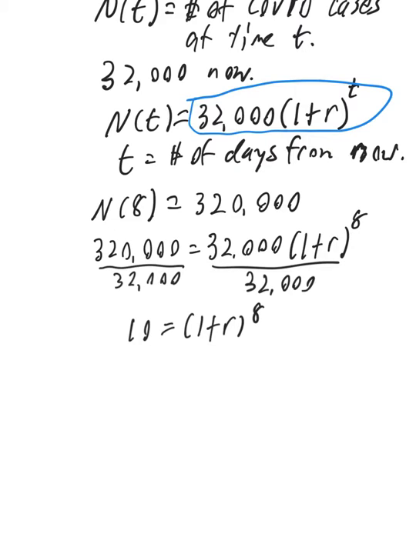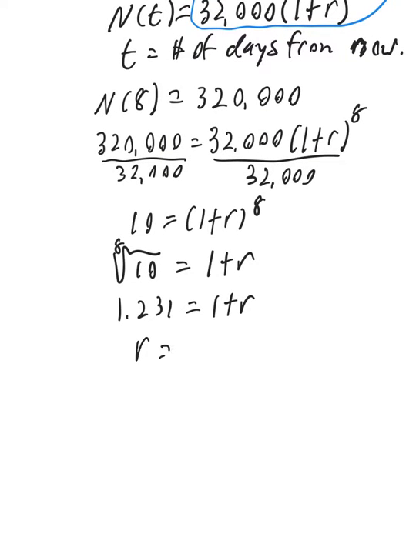How do we undo 8th powers? We use 8th roots. So you can do this on your calculator. We want the 8th root of 10. The 8th root of 10 is going to be 1 plus r. On our calculator, the 8th root of 10 is about 1.231, so that's 1 plus r. All right, so that means r is 0.231.